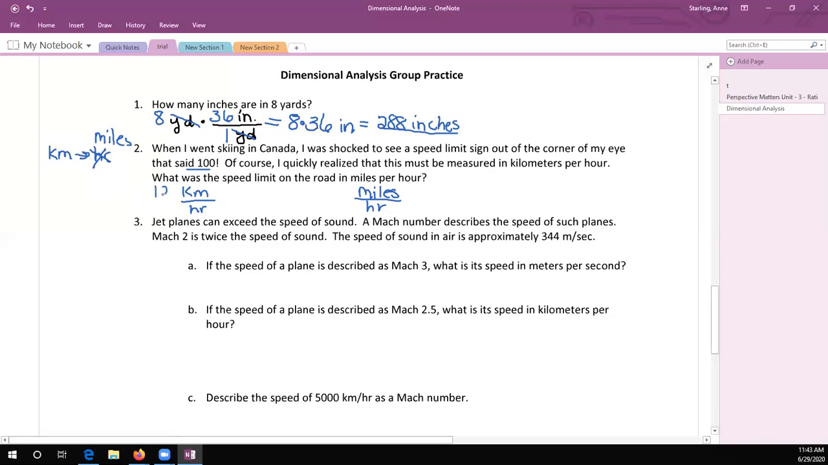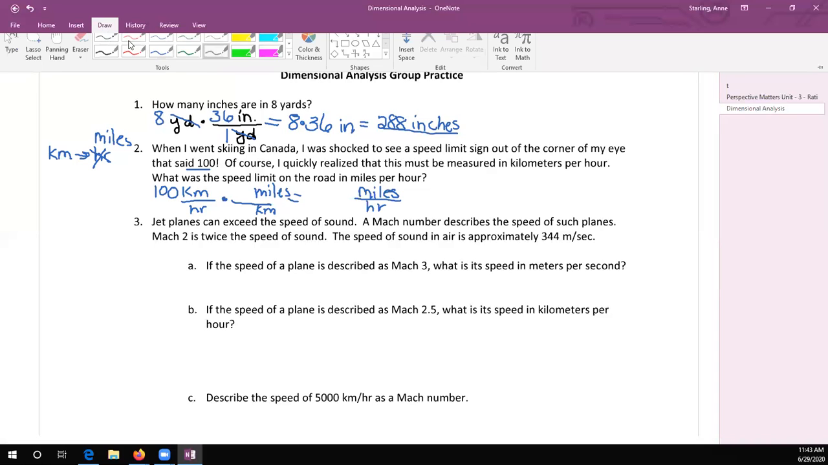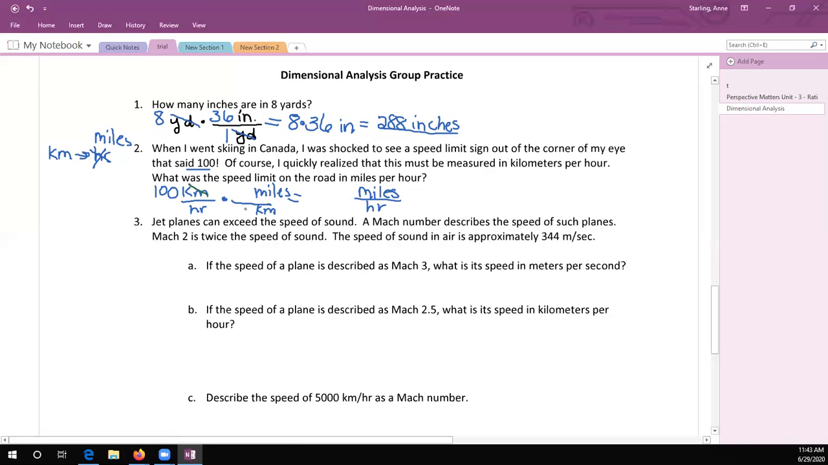So we're starting with 100 kilometers per hour. And in order for kilometers to cancel, we need them on the bottom and we need miles on top. And if we do that without even putting the conversion in, then these cancel and I'm left with miles per hour. And now we can look that there is 0.62 miles in 1 kilometer, which is 62 miles per hour, which is a little bit more of a normal speed limit for us versus 100. Okay, going down to the jet planes with the Mach number.